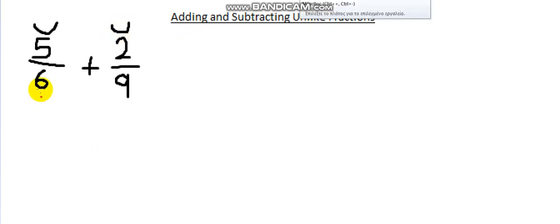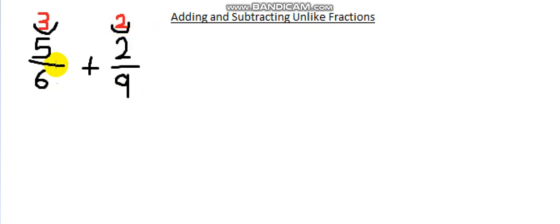and you think, what number do I need to multiply the current denominator of this fraction with to turn it into 18? Well, 6 times what makes 18? 6 times 3 makes 18. And what number do I need to multiply 9 with to make it into 18? I need to multiply 9 with 2 to make it into 18.